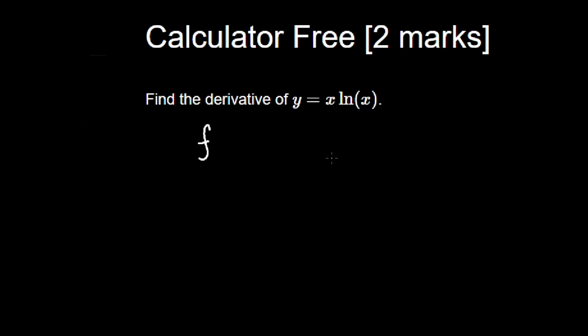Let's call it f, and that is equal to x. And we've got another function g, and I'll put that over here on the right-hand side, and that is equal to ln x. All right, let's always draw a table to make sure that we don't make a mistake. So f prime is equal to 1.